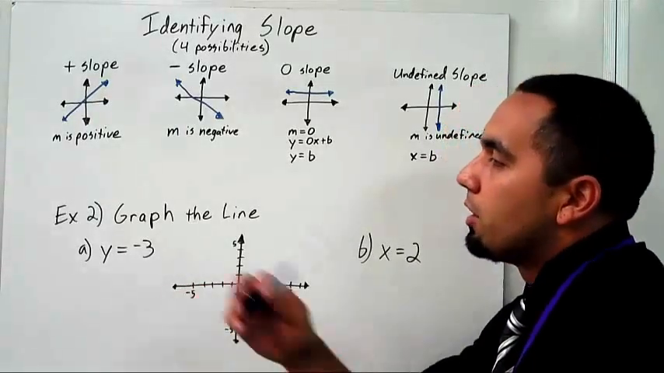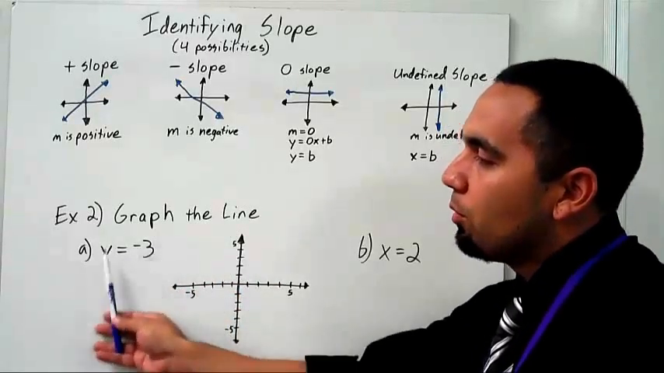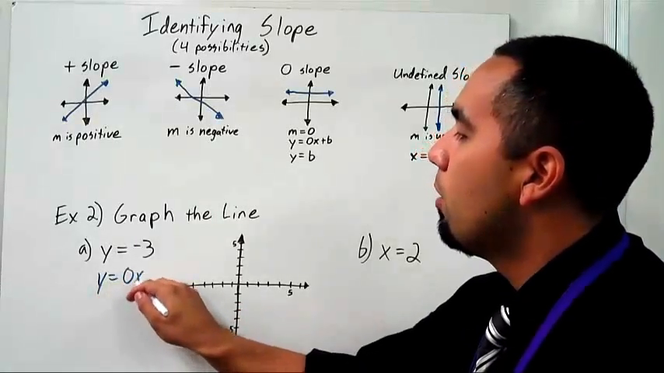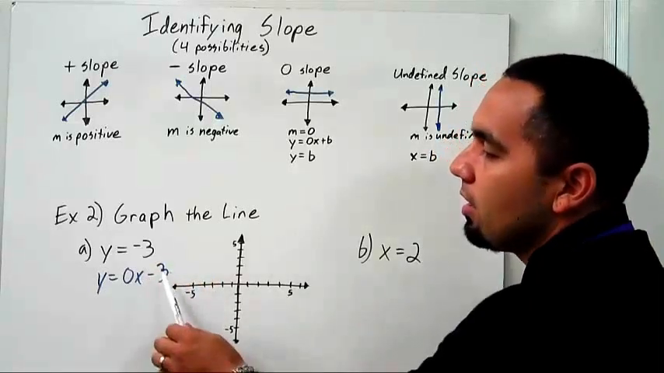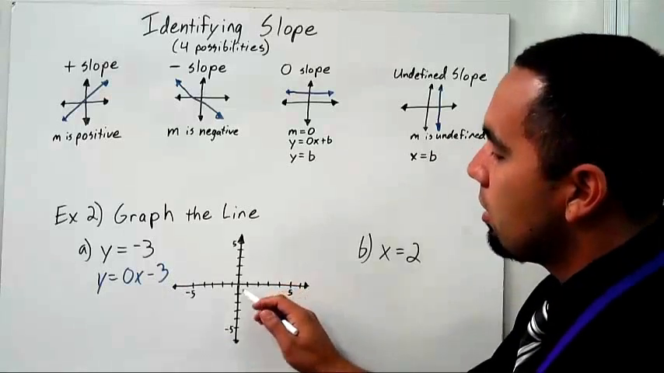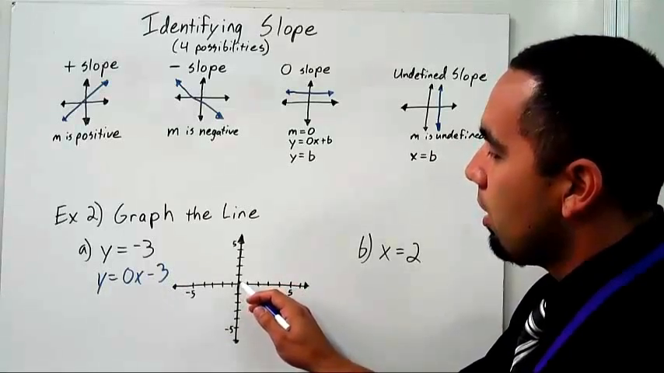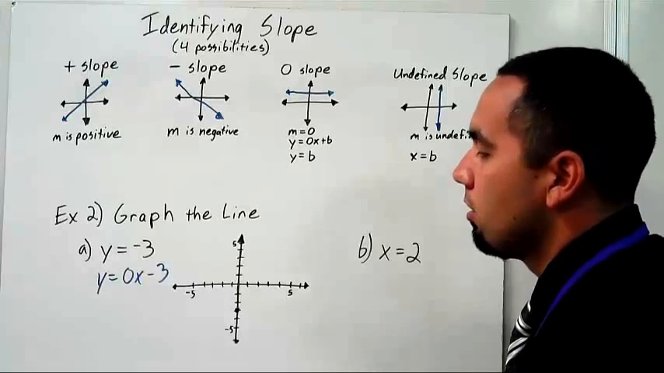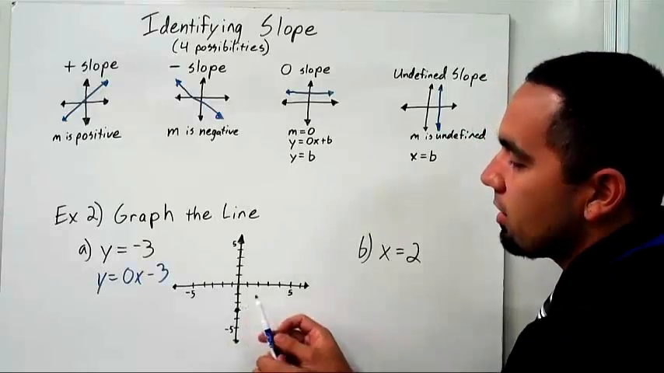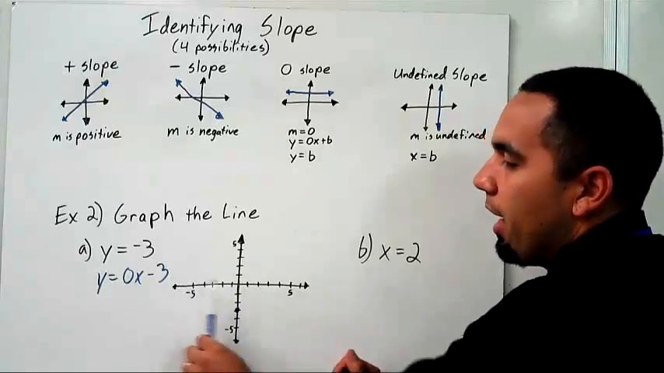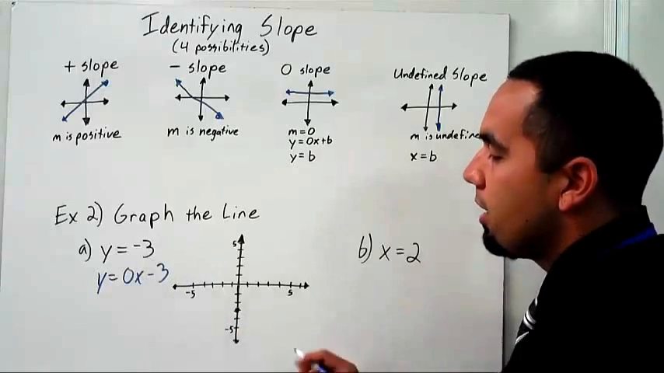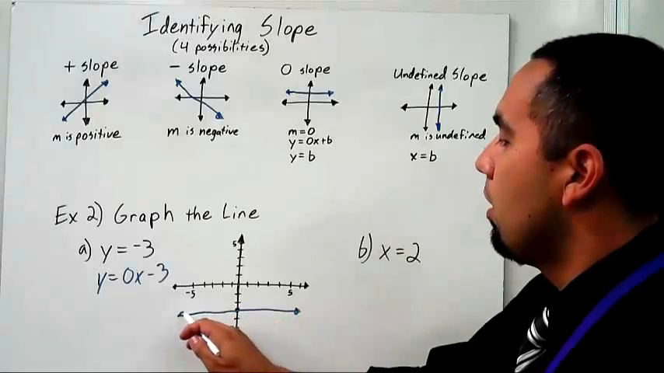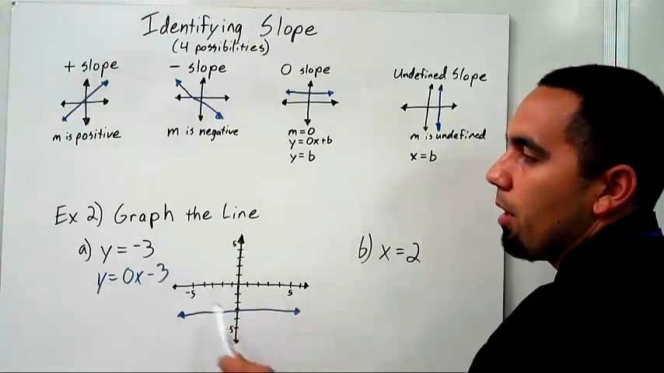Example number 2 says graph the line. This looks nothing like y equals mx plus b, but it actually is, because we have y equals 0x minus 3. We can see that the negative 3 is our b, so we're going to start at y equals negative 3. 1, 2, 3. It doesn't matter what x equals, x can equal any number, because the x disappears. y is always going to equal negative 3. So I have a horizontal line there at y equals negative 3. That's how I would graph A.